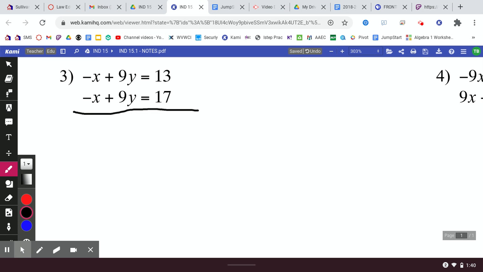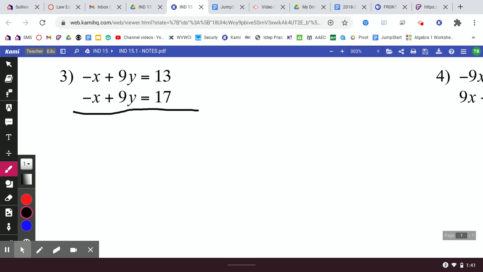Real quick while everybody's writing this down. Our three possible answers for a system of equations: an ordered pair, right? An x and a y. What are the other two? Infinite and no solution. So it's the same with substitution, elimination, or graphing. You can get 1 point where they cross. You can get no solution because they're never going to cross. Or you can get infinite because they're actually the same line and they lay right on top of each other.